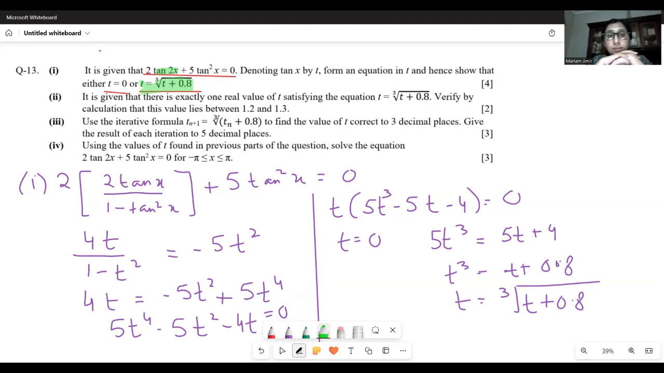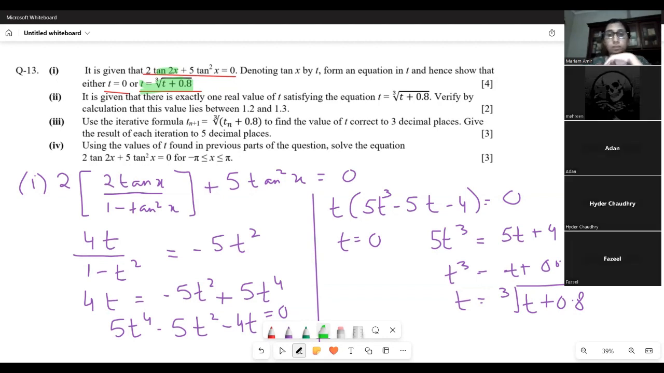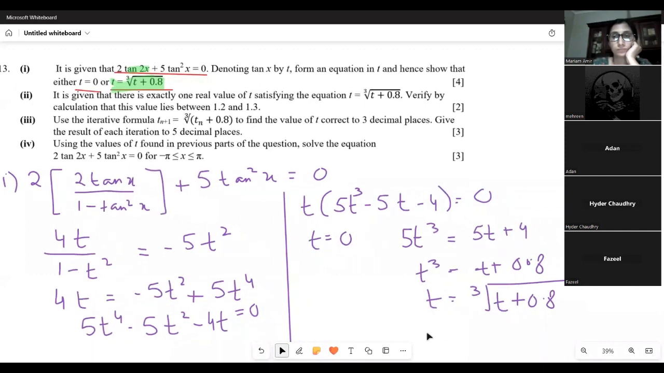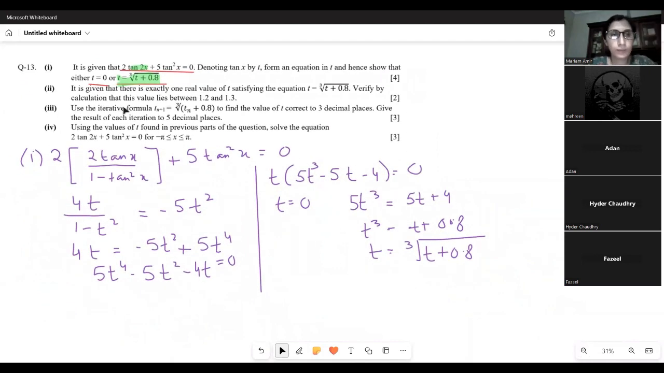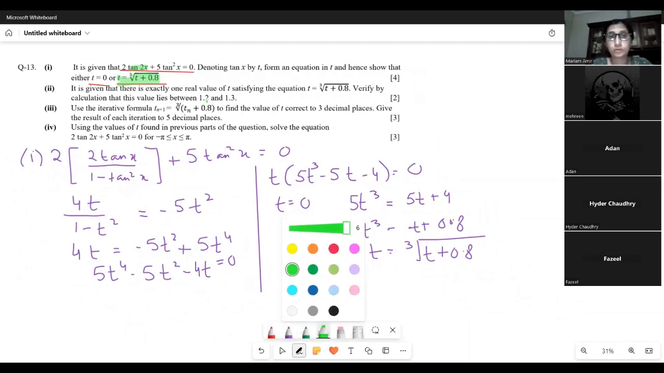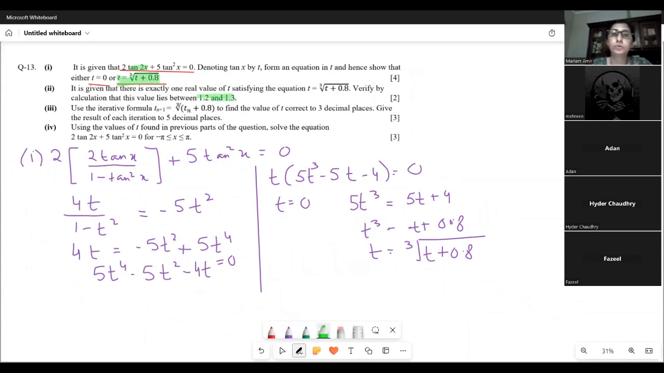It is given that there is exactly one real value of t which satisfies this equation, t equals cube root of t plus 0.8. Verify by calculation that this value lies between 1.2 and 1.3. We've done such questions many times. How do you prove that a root lies between any given two values?